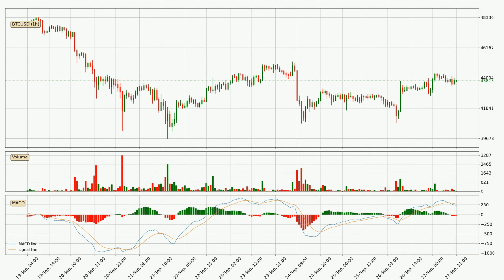Jumping to the hourly MACD, the MACD line is below the signal line, which shows that the current trend is on the downside. The MACD histogram shows that the momentum is currently strong and it could be expected the price to go further to the downside.